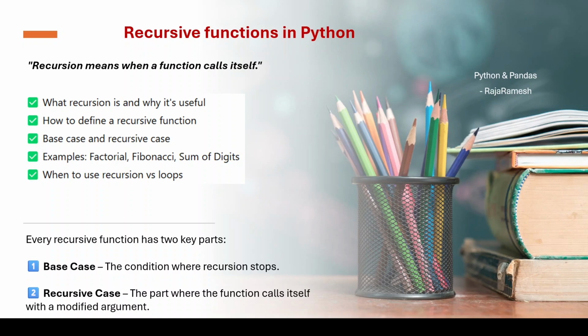And what is a base case? A base case is the condition where exactly the recursion should stop. It means that when this condition is met, we are not going to call the function again. And the recursive case is the part where the function calls itself with a modified argument value. So the recursive case is the part where we decide to call the function again, but by providing a modified argument. Let us see this in examples.